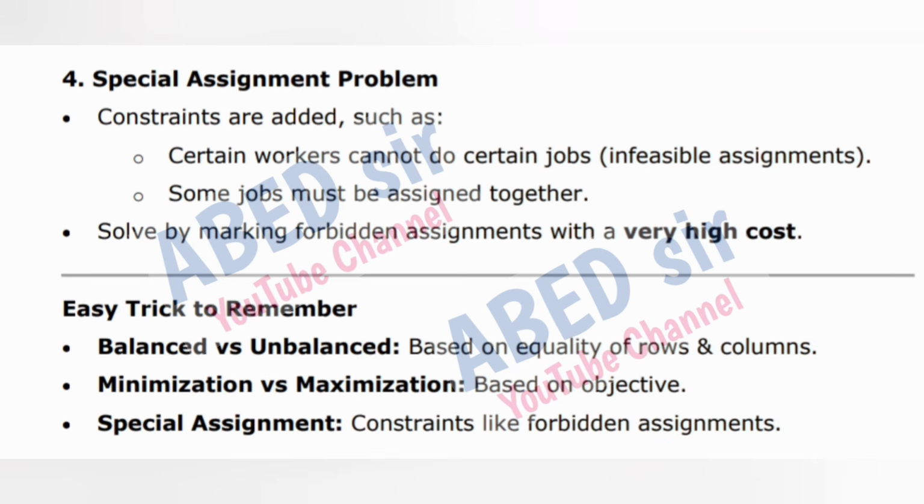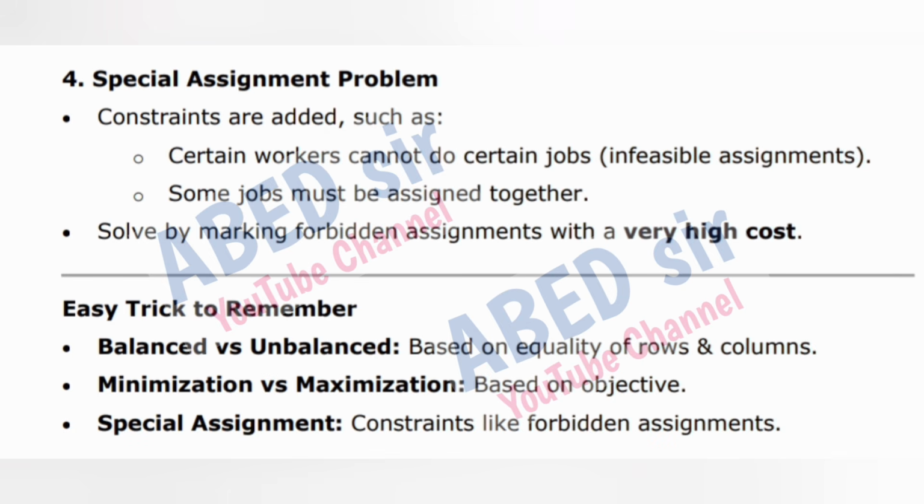4. Special assignment problem. Constraints are added, such as certain workers cannot do certain jobs, infeasible assignments. Some jobs must be assigned together. Solve by marking forbidden assignments with a very high cost.